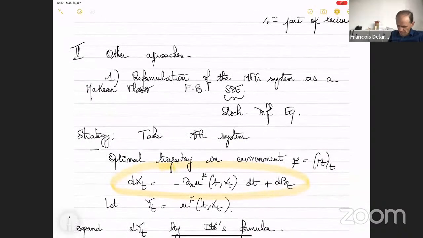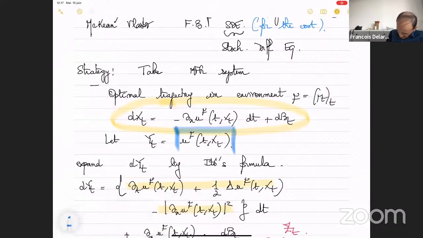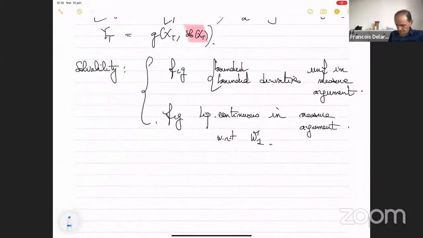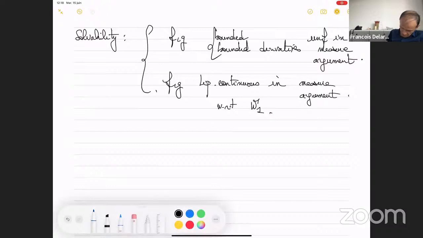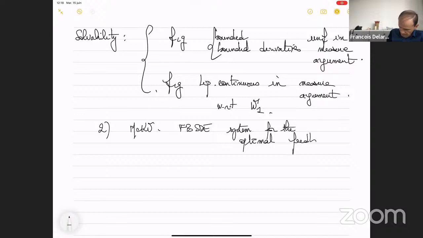So this was for the FBSDE system. Here, this is an FBSDE system for the cost. What you represent in this system is really the cost. And so you see the cost here: you follow the optimal cost that you have to pay when the environment is frozen. Another possibility is to write a new McKean-Vlasov FBSDE system, but for the optimal feedback. Well, I don't have enough time to write this down properly, but in fact, this is connected with the Pontryagin principle.